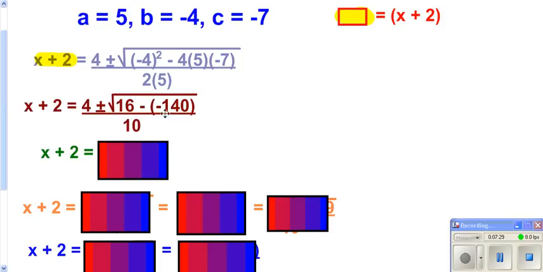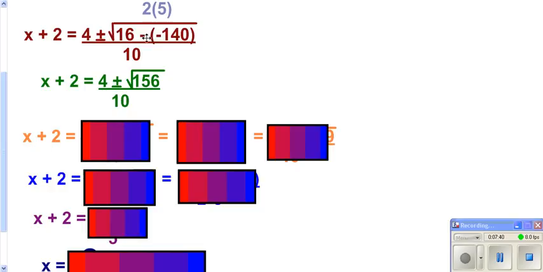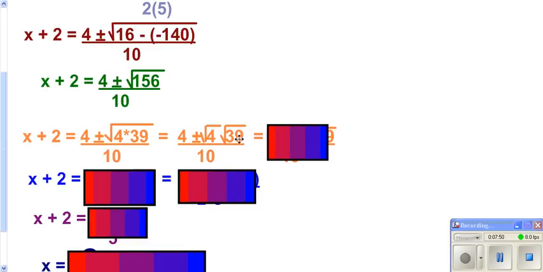So you get a 16 minus a negative 140 all over a 10, which is the square root of a 156, because you remember minus minus is plus plus. So we need to simplify our root 156. That's a 4 times 39. So you can take the square root of your 4, the square root of the 39. The square root of the 4 you know is your 2.